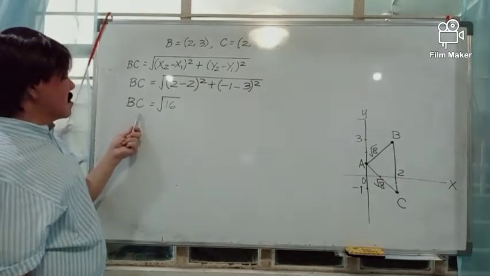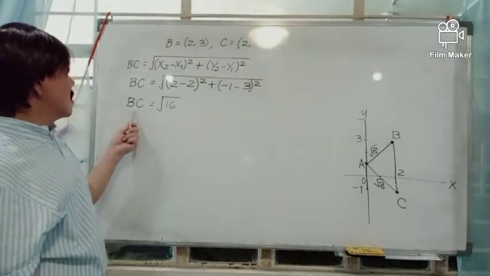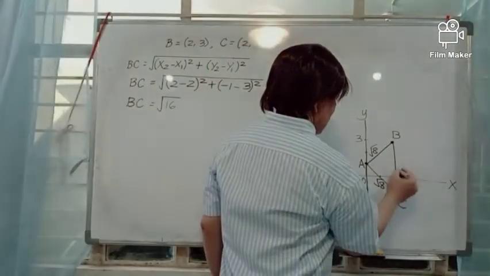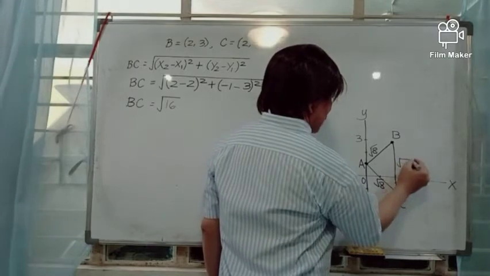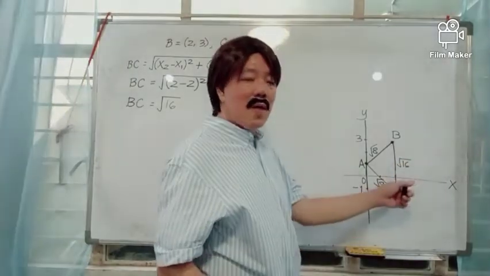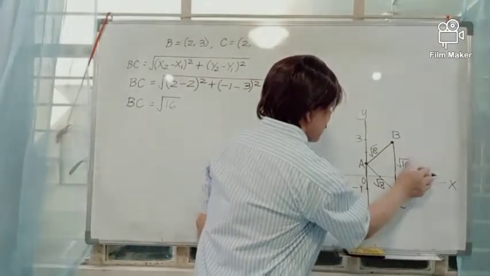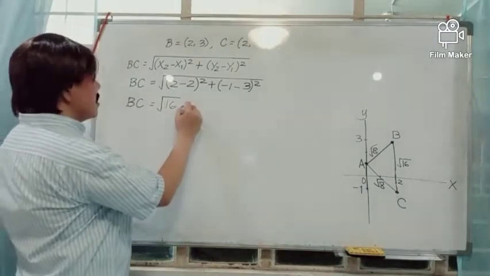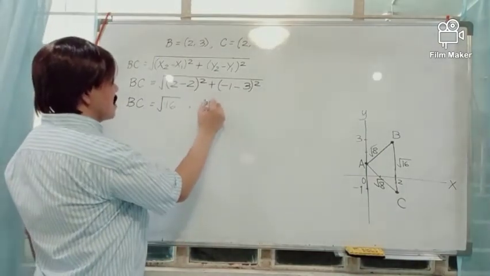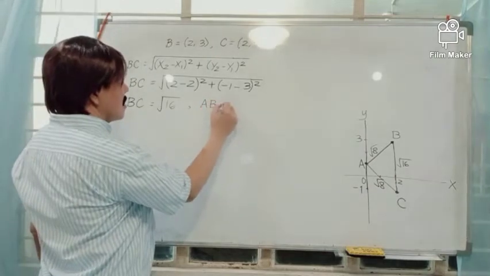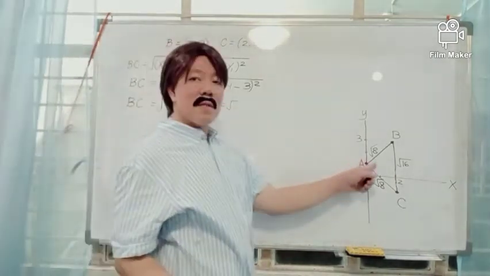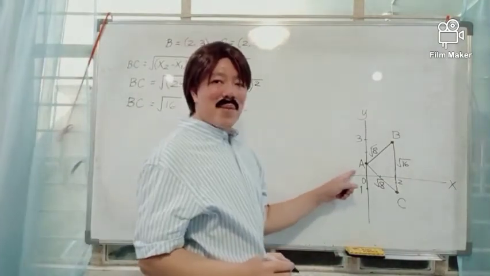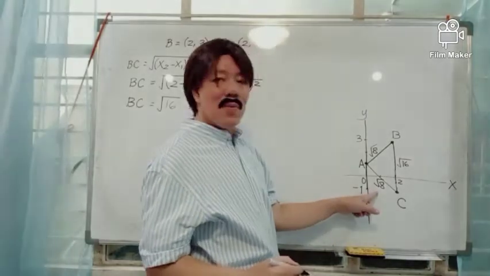And this is the distance between the vertices B and C. The side of the triangle has a length equal to the square root of 16. And earlier we found that the distance between A and B is the root of 8. We also found earlier that the distance between A and C is also equal to the root of 8.